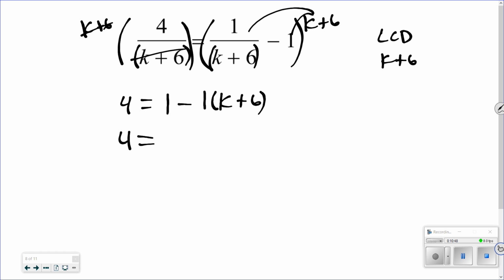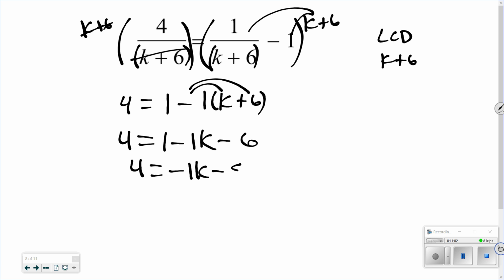4 equals 1 minus 1k minus 6. We can combine the 1 and the minus 6 together. So negative 1k minus 5. Just combine those two. Add the 5 over. Divide by negative 1. So k is equal to negative 9. Okay, double check. When I plug in negative 9, negative 9 plus 6 does not equal 0. So we're safe there.